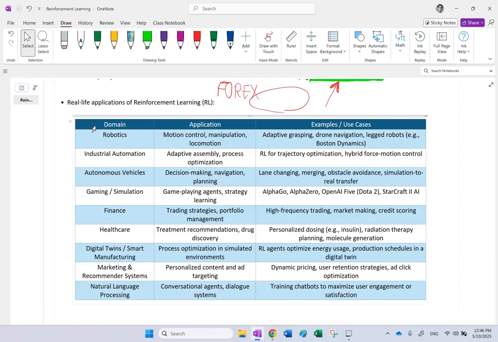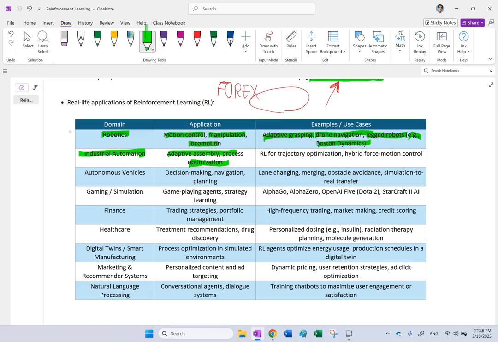So finally, what are some real life applications of reinforcement learning? I said you use it all over the place, like where? So one place is robotics. When you want to deal with motion control, manipulation, and locomotion, you can do that, okay? Many times, as I said, with legged robots, like the robots from Boston Dynamics and so on, when you want to do drone navigation, adaptive grasping, and so on, you can use reinforcement learning. In industrial automation, if you want to do process optimization or adaptive assembly, okay, you can do that, like for instance, hybrid force motion control or trajectory optimization.